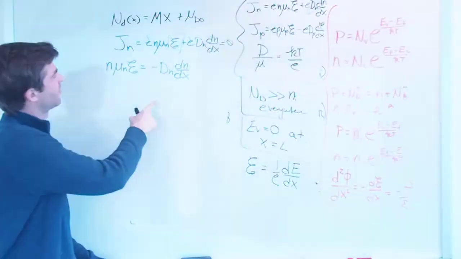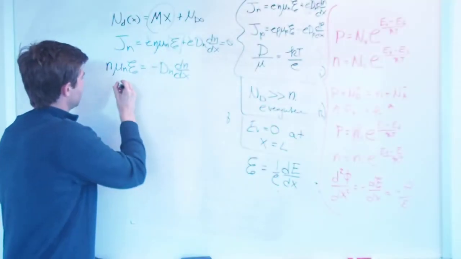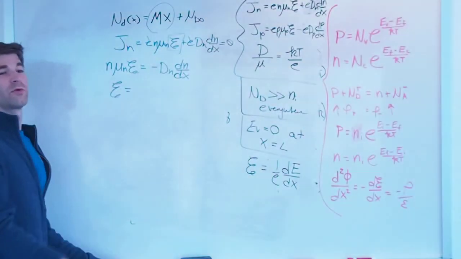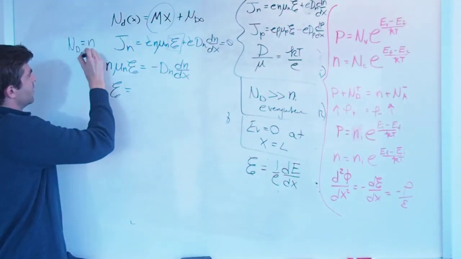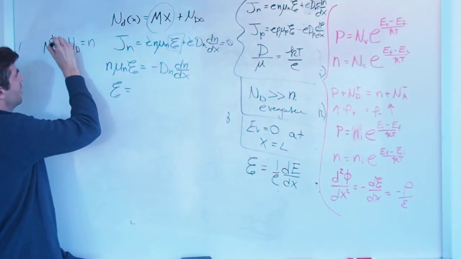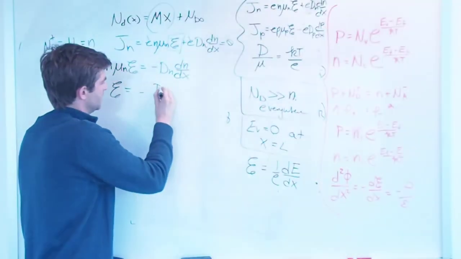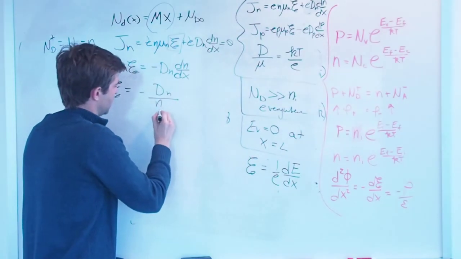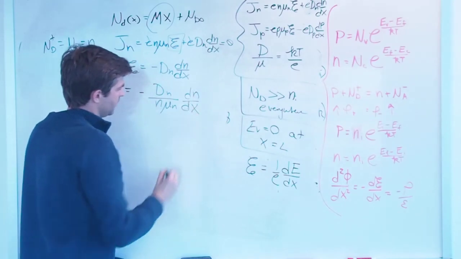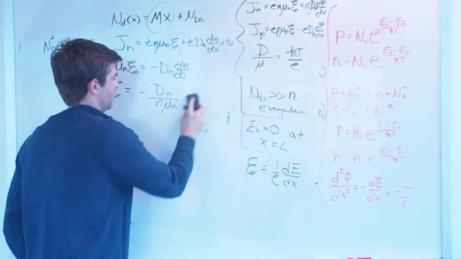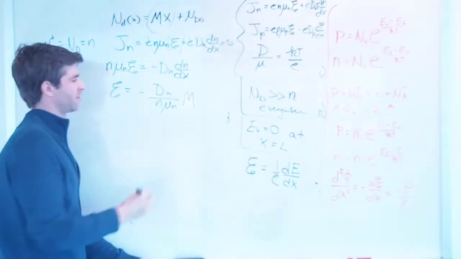What is dn/dx? It is just the slope of this gradient right here, m, right? So I rewrite this. Oh, and by the way, 100% ionization. 100% ionization means N_d is equal to n, or N_d plus is equal to N_d, which is equal to n, right? So I solve for that. That's negative D_n over n mu_n dn/dx, right? What is dn/dx? It's just m, just the slope of that, right?